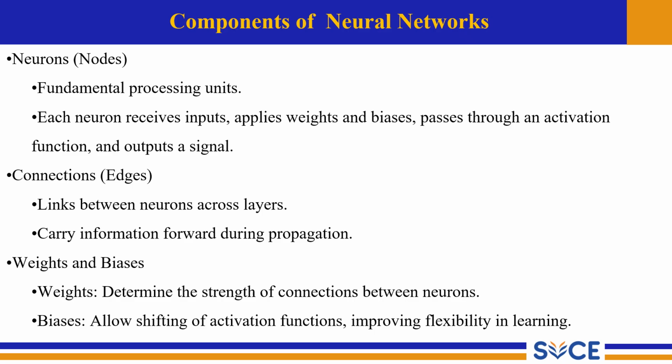The learnable parameters of the model. The weights represent the strength of the connections between neurons. During training, these weights are adjusted so the network can better map inputs to outputs. Biases act like adjustable offsets, helping shift the activation function and allowing the network to learn more flexible patterns. Together, neurons, connections, weights, and biases form the core structure of any neural network.